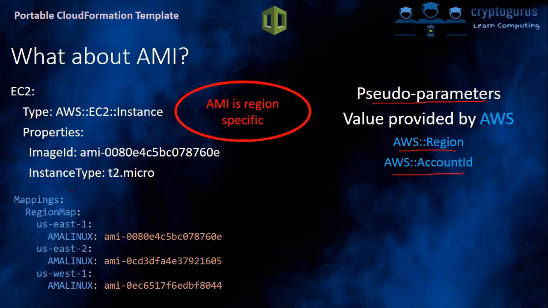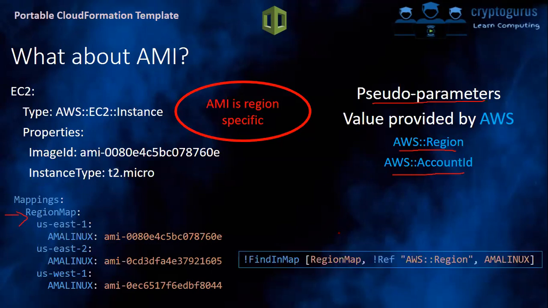So what will happen is that we can create the mapping of the region map, and as the AWS region can return me a value like us-east-1, us-east-2, us-west-1, based on that the particular AMI would be returned. So this is how this particular mapping is going to work.